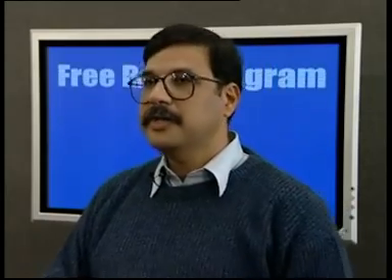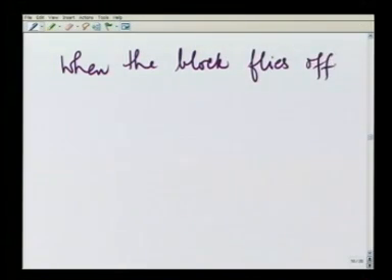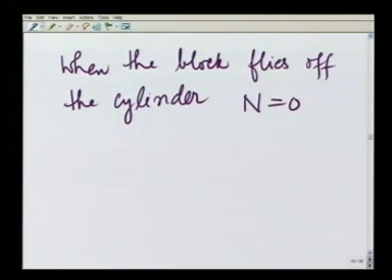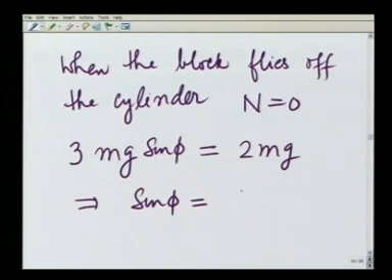Recall that it is the normal reaction that is enforcing the constraint, that is, the particle moves with a constant radius. When it flies off the cylinder, at that point there is no contact between the block and the cylinder, and therefore N would become 0. Therefore 3 mg sine phi at that point would become equal to 2 mg, which implies that at an angle phi from the horizontal such that sine phi is 2/3, the block will go off the cylinder.